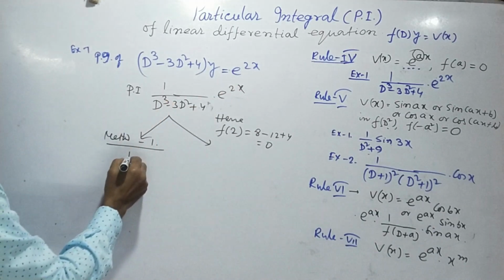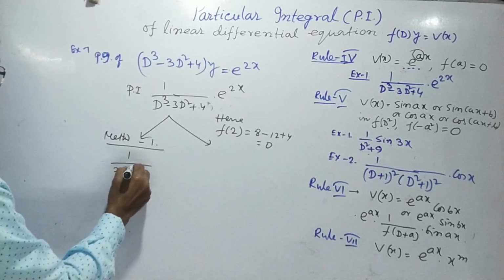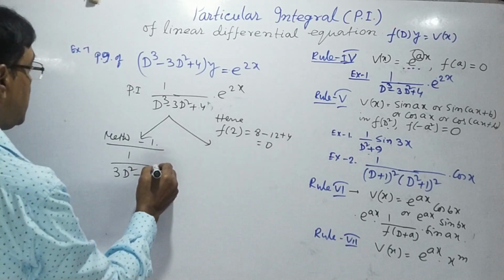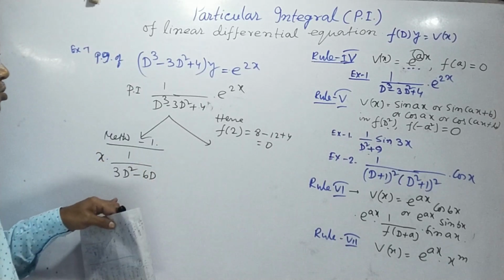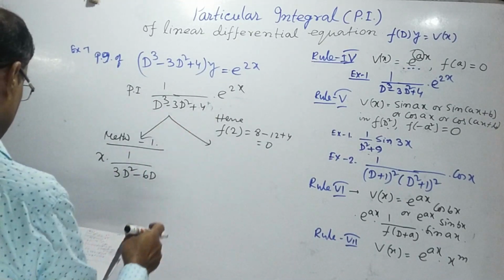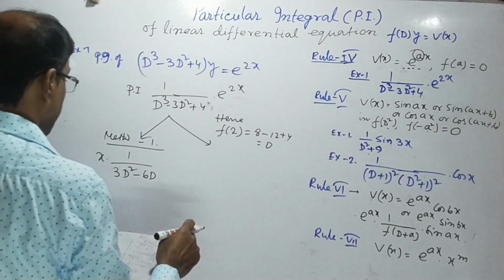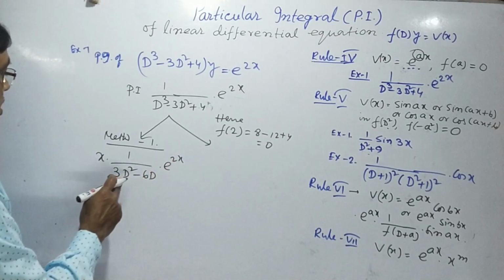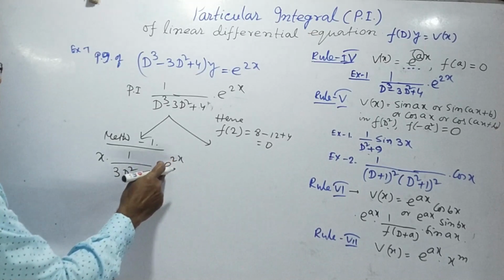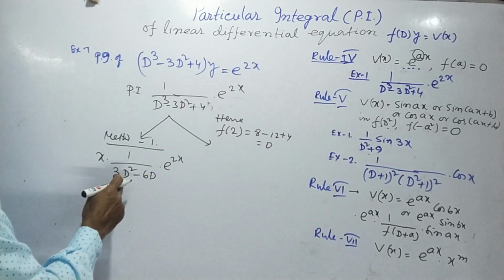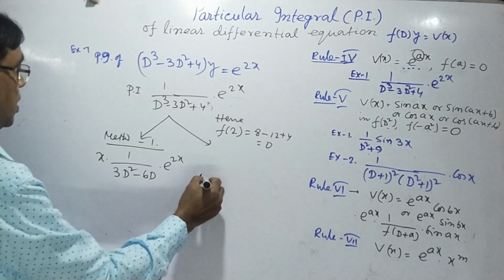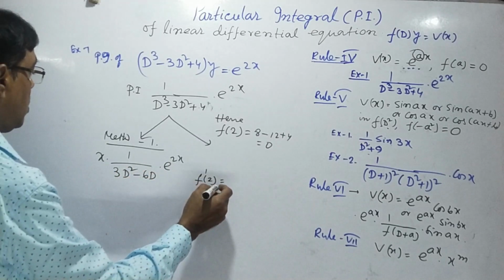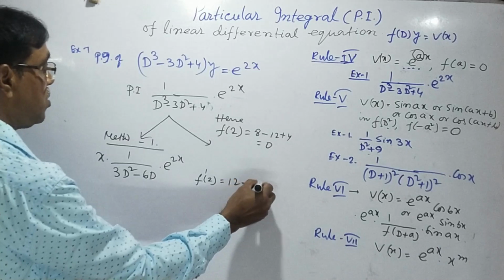Now to differentiate this: 1 by (3D square minus 6D) times x into e to the power 2x. Again we see that if we put D equal to 2, then this will be 0. f dash 2 equals 3 into 4 minus 12, that is equal to 0.